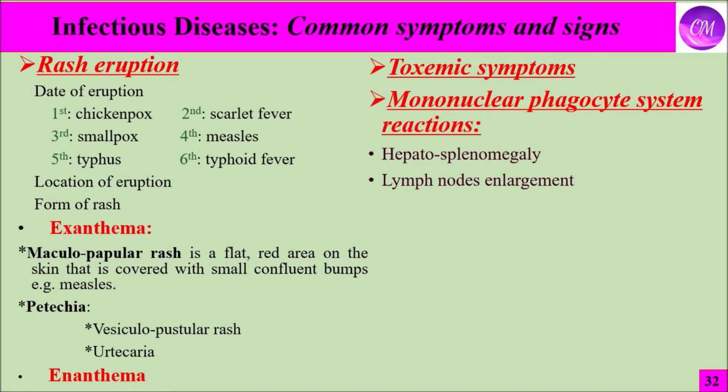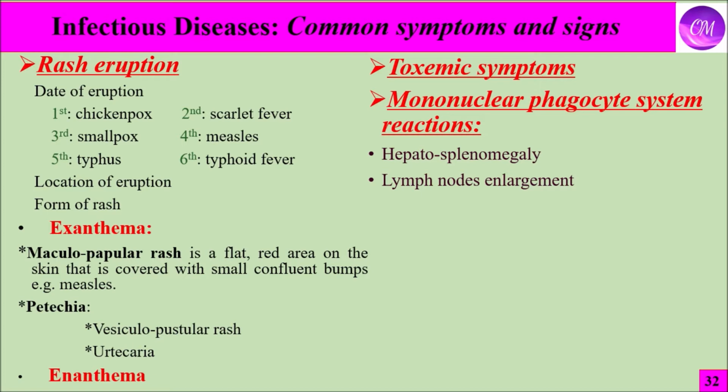Rash eruption is also a very common symptom in infectious diseases. The timing varies depending on the disease: the first in chickenpox, second scarlet fever, and then smallpox, measles, typhus, and typhoid fever. Then the rash is divided into two, exanthemas and enanthemas. The exanthemas also have two kinds, the maculopapular rash and the petechiae.